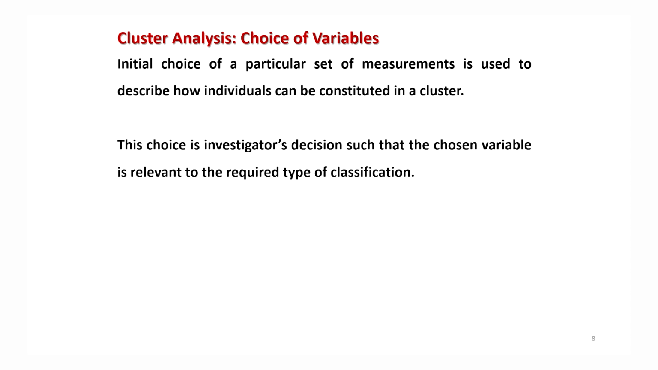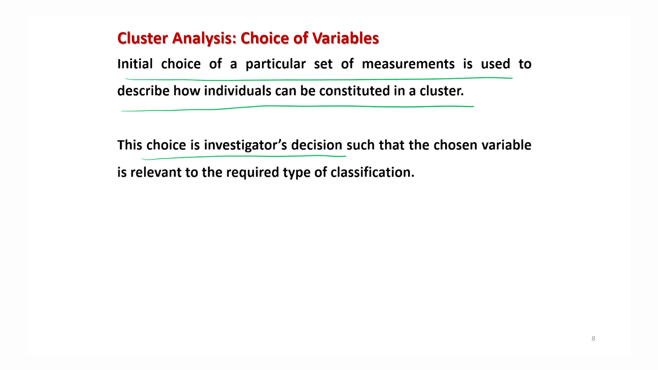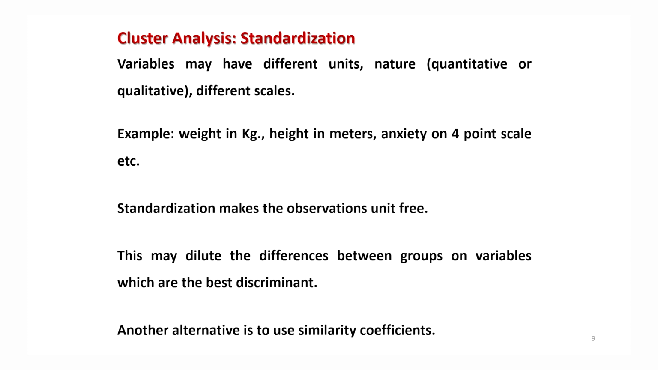So in cluster analysis, first we have to understand the choice of variable. The initial choice of a particular set of measurements is used to describe how individuals can be constituted in a cluster, right? You have to decide what your criteria are, based on which you can say that the different observations inside the cluster are going to be similar. This is the choice of the investigator or statistician, such that the chosen variable is relevant to the required type of classification. That is your choice. So that is why it is highly empirical once again.